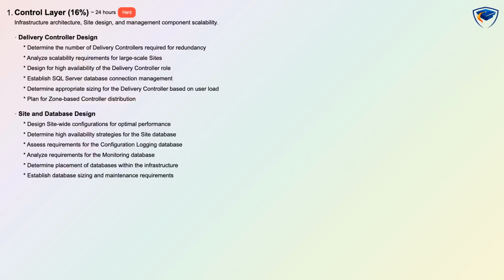Control layer is 16% of the exam, labeled hard, with about 24 hours of study recommended and scenario-based assessment. You will learn infrastructure architecture and site design, including delivery controller design for redundancy and high availability, zone-based controller distribution, and SQL Server database connection management. Expect to analyze scalability for large-scale sites and determine appropriate sizing based on user load.